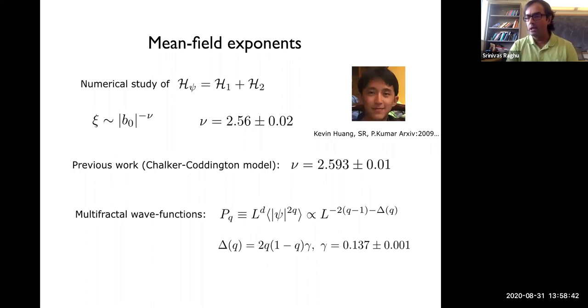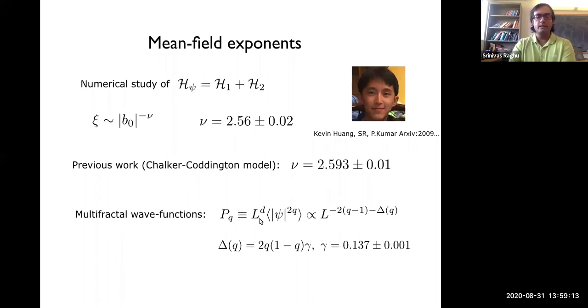Since we now have a well-regulated theory, we can put it on a computer. This was done in recent work that we're about to post with Kevin Huang and Prashant Kumar. What we found is that when we study this Hamiltonian, as we tune B naught, the localization length exponent nu is 2.56, which is very close to the accepted value in the state-of-the-art computations of non-interacting electron quantum Hall transitions, known as the Chalker-Coddington model.